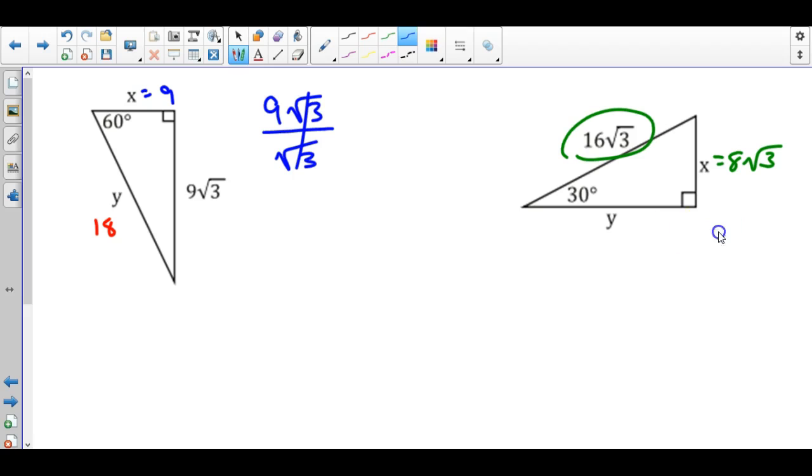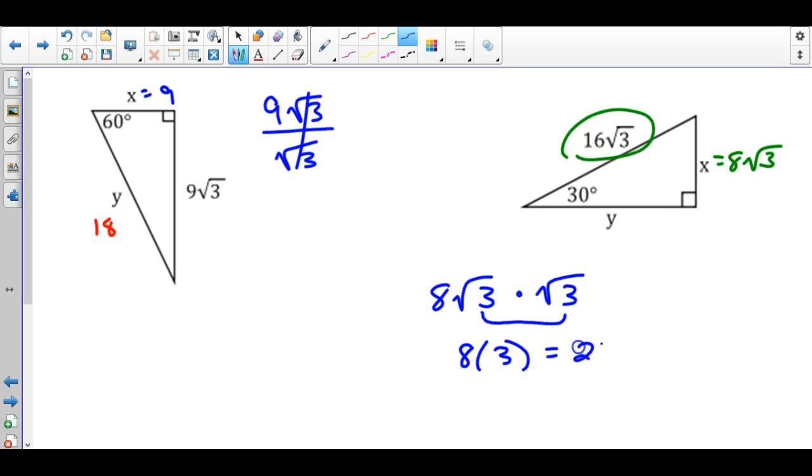Now getting the long leg, I'm going to go from short to long. This long leg is radical 3 times the length of the short leg. So I'm going to take 8 radical 3, and I need to multiply that by radical 3. So this part right here, radical 3 times radical 3 is just 3. So in this problem, my long leg is going to be 24.